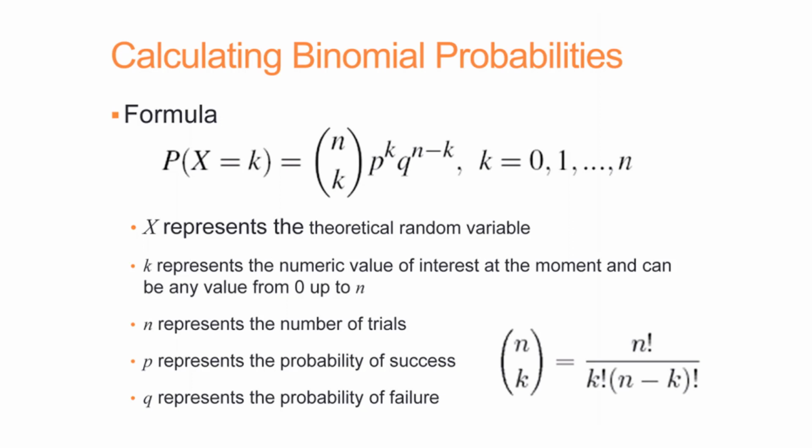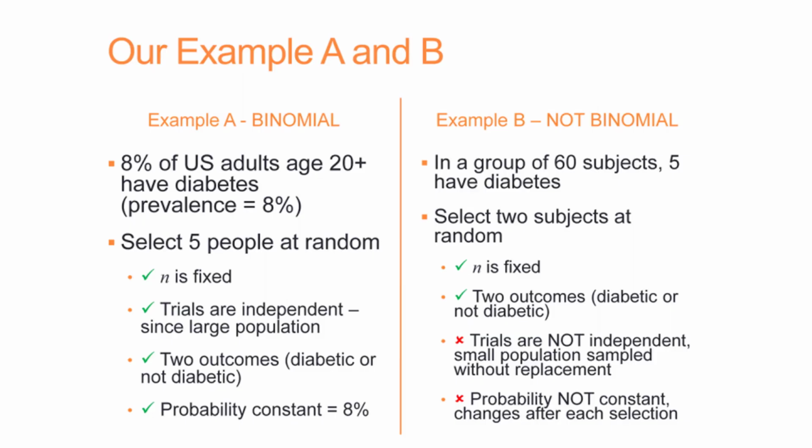So we have the probability that random variable x is equal to k is n choose k times p to the k times q to the n minus k, where k is equal to 0, 1, 2, 3 up to n. We need to substitute the values for k, p, q, and n and perform the calculation to get P of x equal to k.